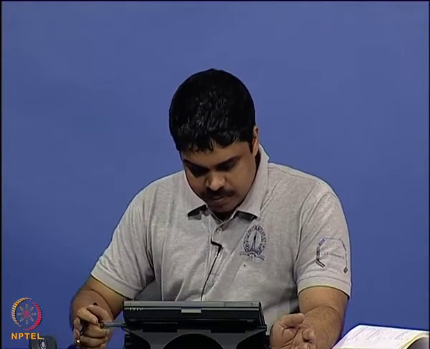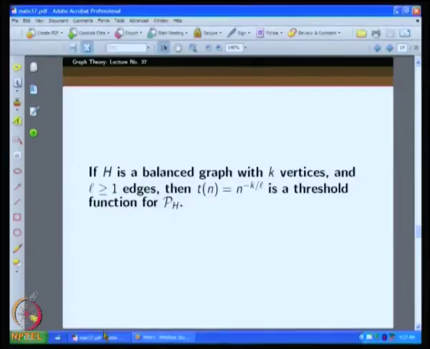Now, we will prove a theorem: if H is a balanced graph with k vertices and L greater than or equal to 1 edges, then the threshold function for it is n to the power minus k by L. This is what we will prove. For instance, if it is a cycle, then it will become n to the power minus k by k, that is n to the power minus 1.